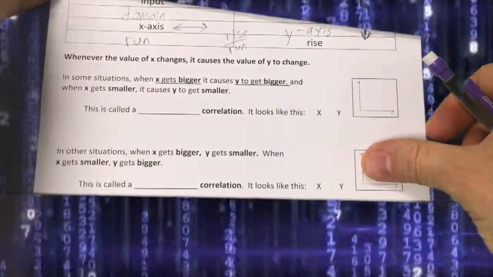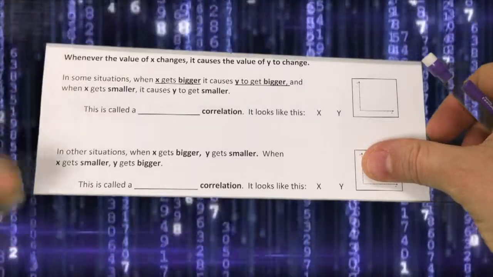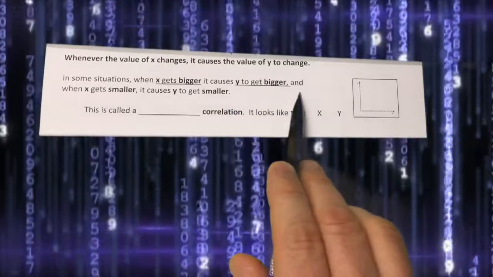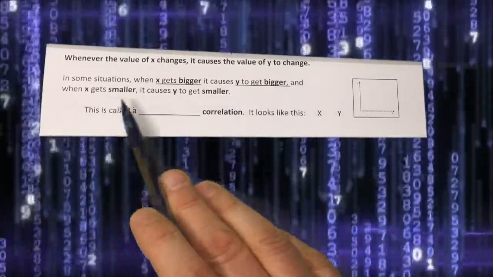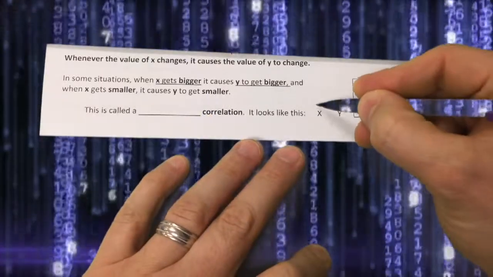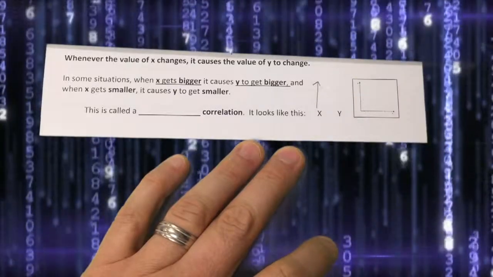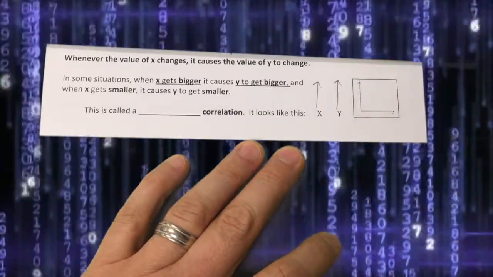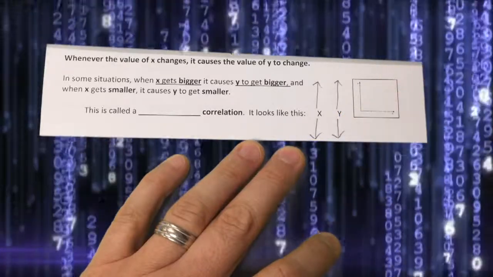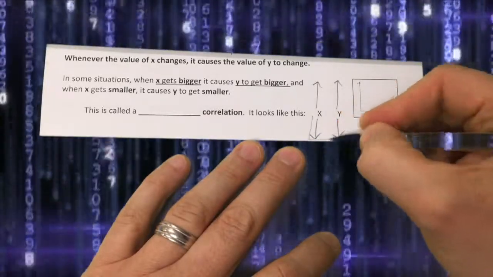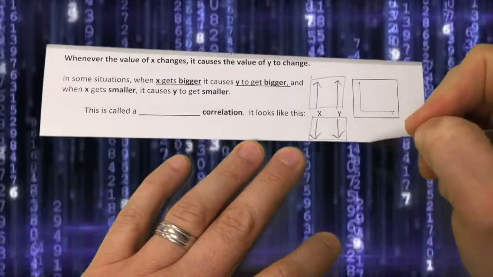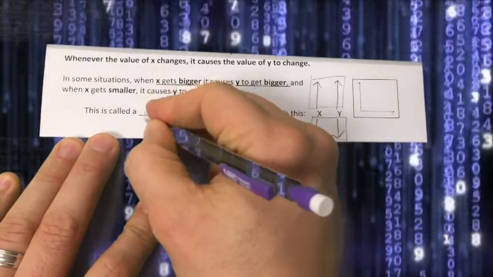In some situations, when the x gets bigger, it causes the y to get bigger. And when the x gets smaller, it causes the y to get smaller. So basically, if we were drawing arrows, if x is getting bigger, y is getting bigger. And if x is getting smaller, y is getting smaller. Easy enough. These are together, and these are together. They're always going the same direction. We call that a positive correlation.